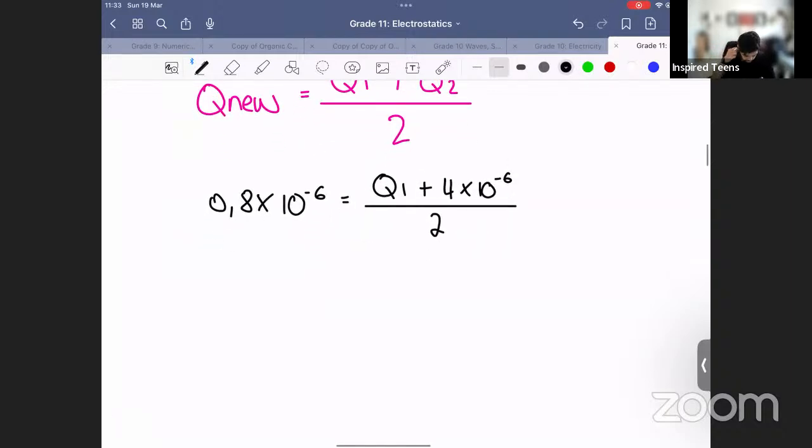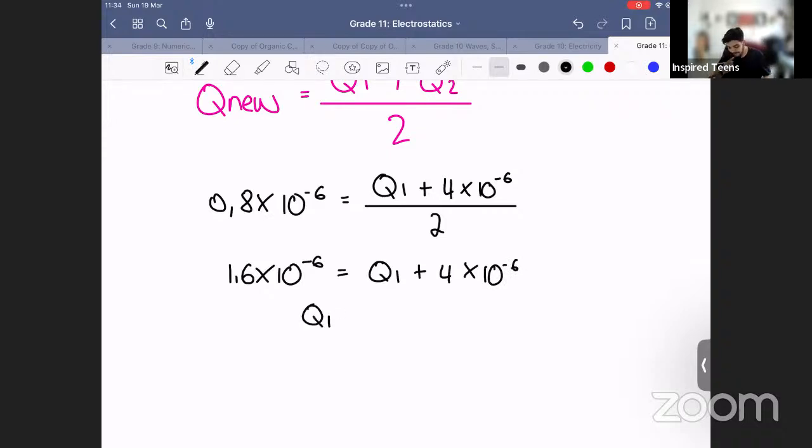2 times 0,8 times 10 to the negative 6, 1,6 times 10 to the negative 6 is equal to Q1 plus 4,4 times 10 to the negative 6. Take that over as minus. For Q1, I'm getting an answer of, I think everything's right so far. If there's any calculation issues, please let me know. Negative 2,4 coulombs. Okay, so yes, that's us solving for Q1.